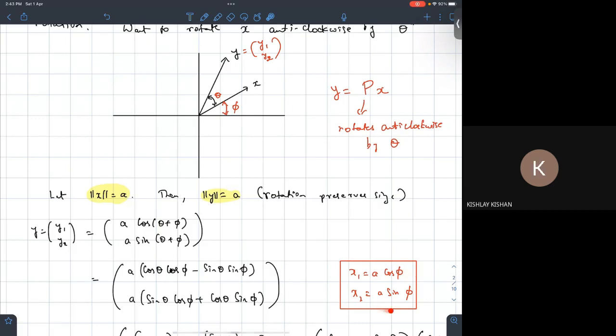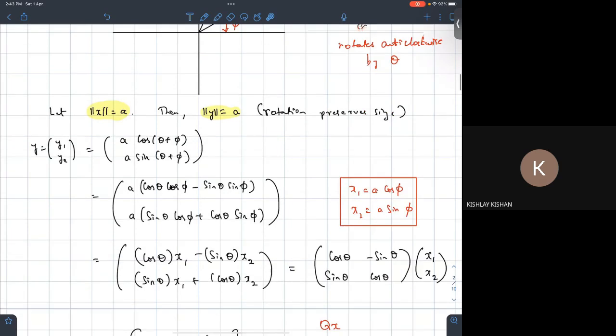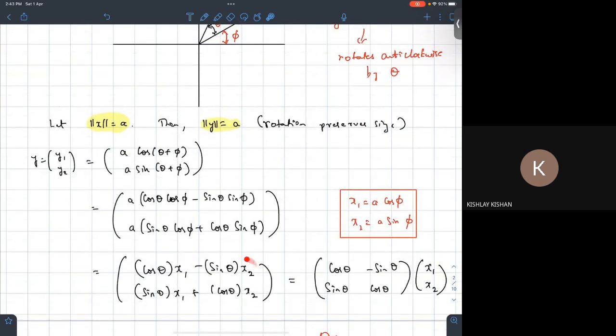See, the point is this: a is also the length of y. So I just want to get rid of phi, which is what I have done here. If I use cos phi equals x1 by a, the a goes off. Same thing for sin phi. So in this equation, I don't have any more of this phi, and I have arrived at the matrix. This is my matrix.